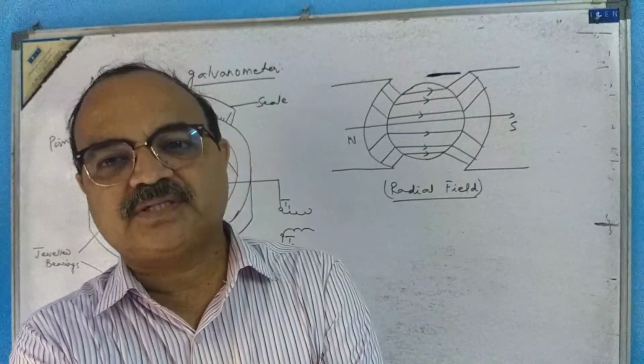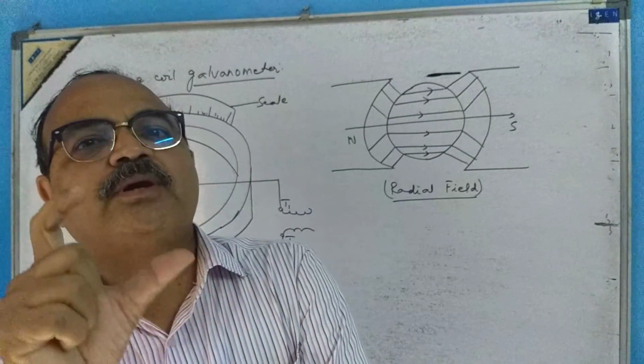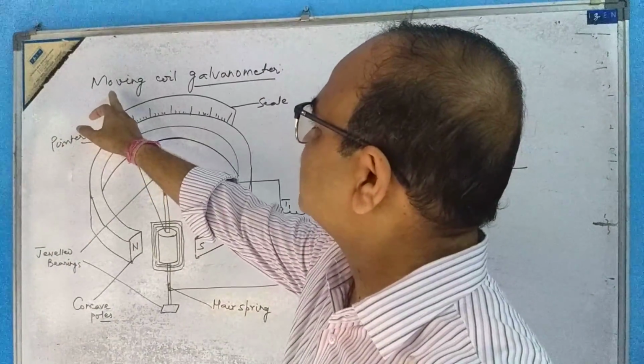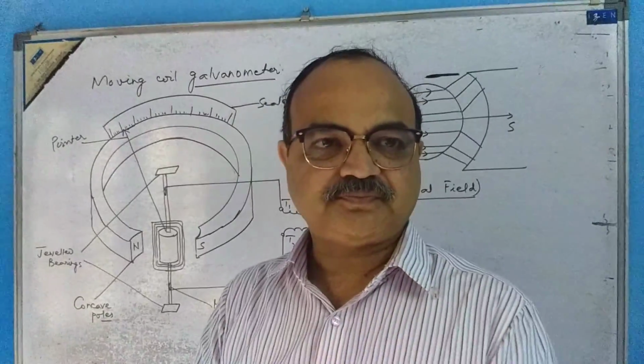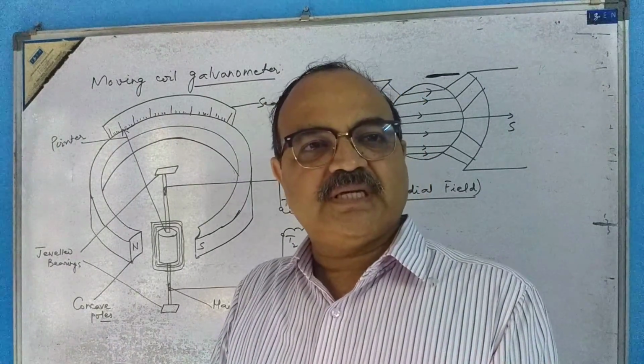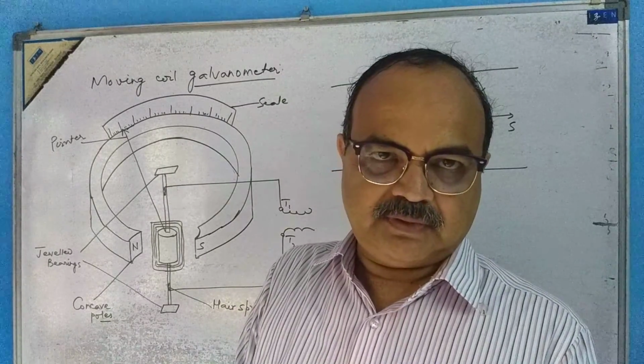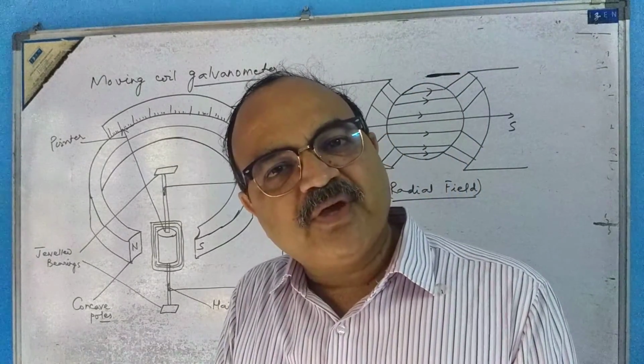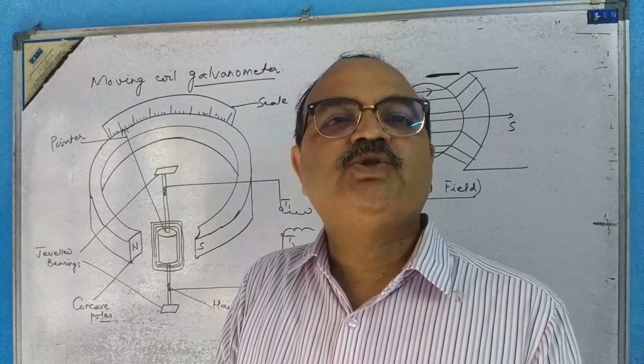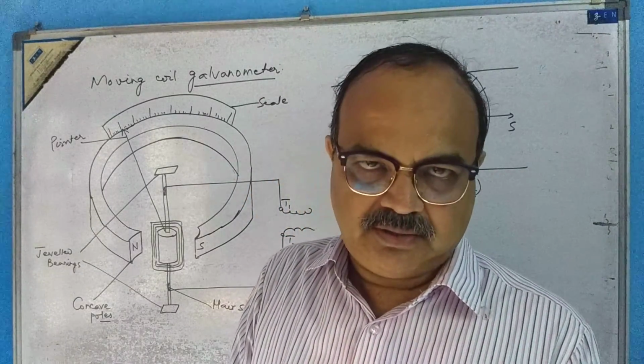A very important discussion regarding a very important device, that is a moving coil galvanometer. We are today going to discuss the moving coil galvanometer. With the help of the moving coil galvanometer, the current through a circuit can be measured.